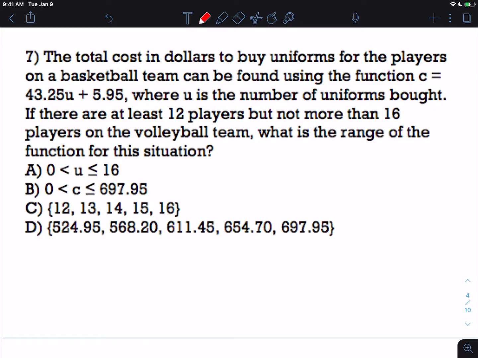So, the total cost in dollars to buy uniforms for the players on a basketball team can be found using the function C equals 43.25U plus 595, where U is the number of uniforms bought. If there are at least 12 players, not more than 16 players on the volleyball team, what is the range? Okay, so first of all, let me go ahead and go through this. So I see my equation looks like this.